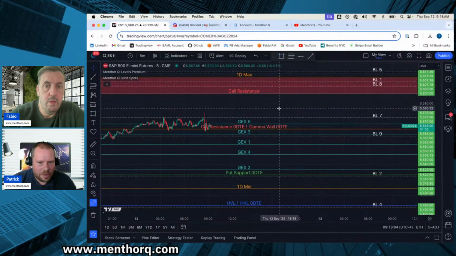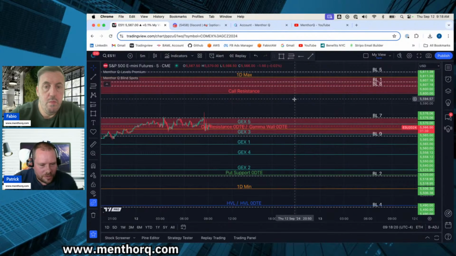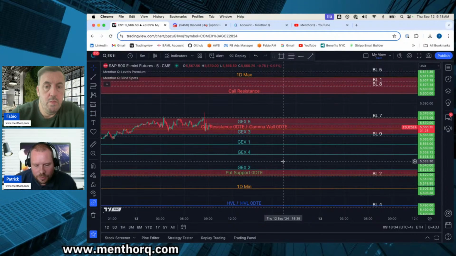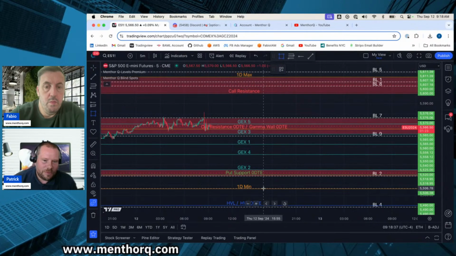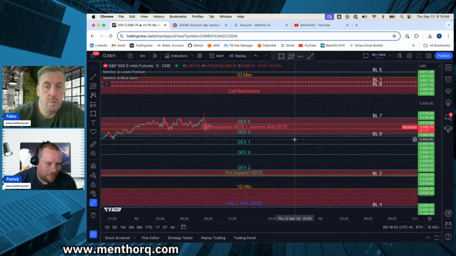And also in the area where we are now, between BL7, GEX1, call resistance, and GEX3. This is also a strong magnet area. We are in the magnet area at the moment. And this is something we should look into, where we have strong correlation, where we have strong concentration, what could possibly work as a magnet. And if we're looking to the downside, I see not so much. So yeah, we have GEX2, put support 0 DTE and blind spot 2. So I will look into this when the market is open and wait to see in which direction we go.